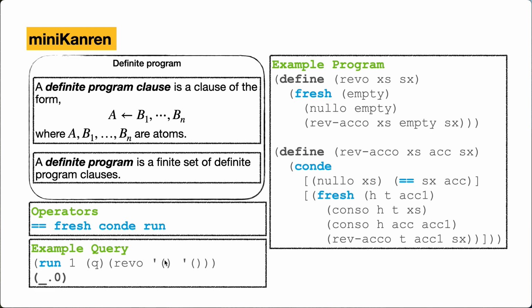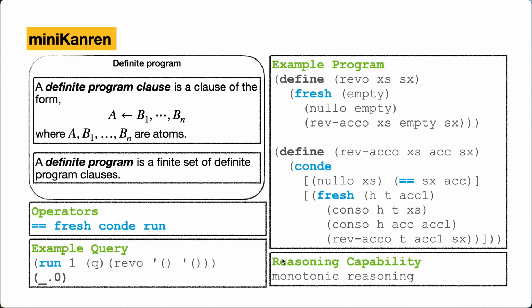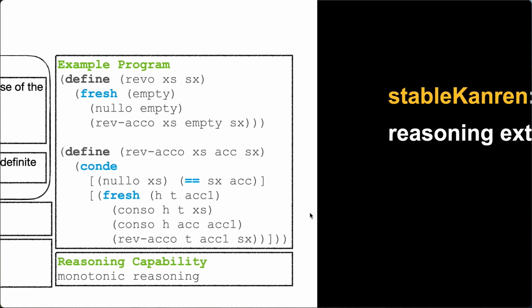Or if we give a list of the same, like 1, 2, and 2, 1, and ask, okay, do these two reverse to each other? It also returns true. Otherwise, like 1, 2, 1, 2, gives us false. These are the kinds of examples. And yes, the reasoning capability is monotonic reasoning.